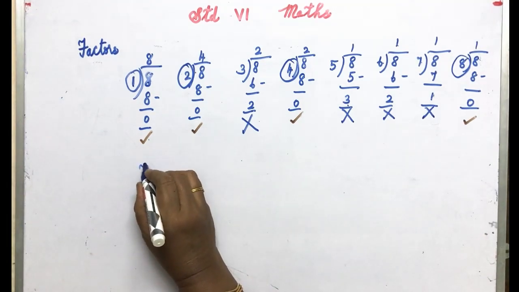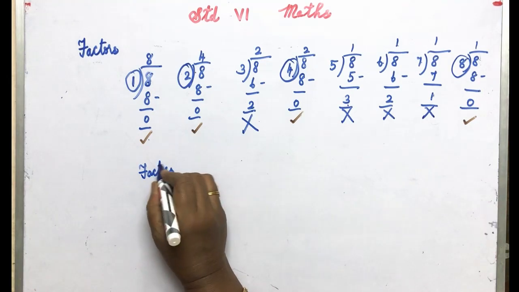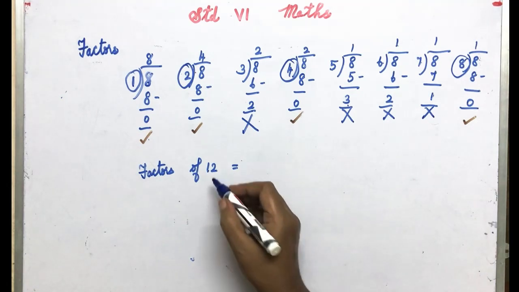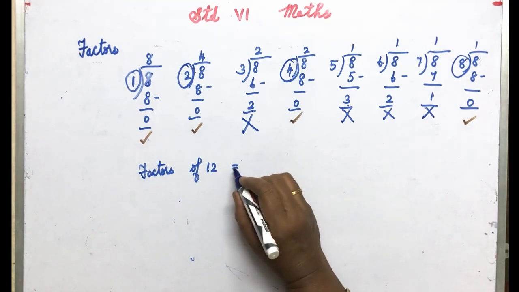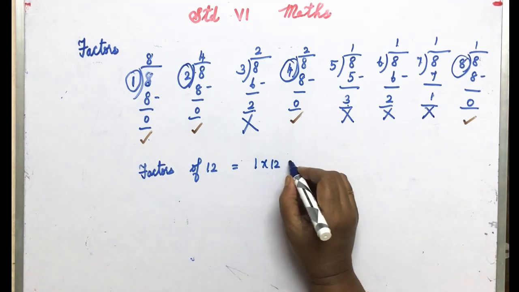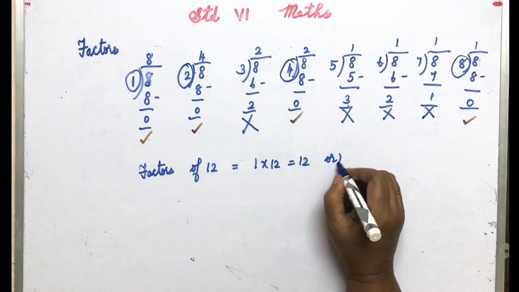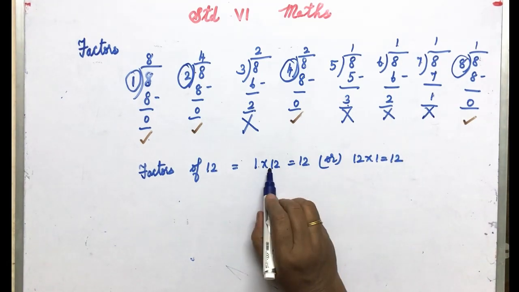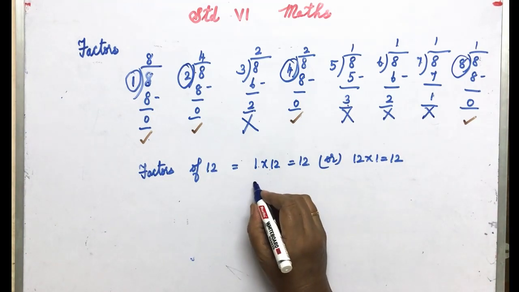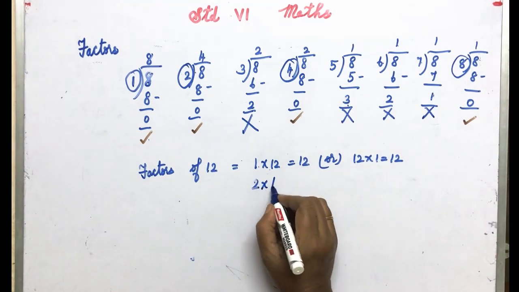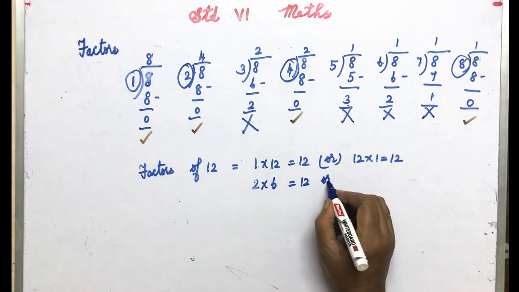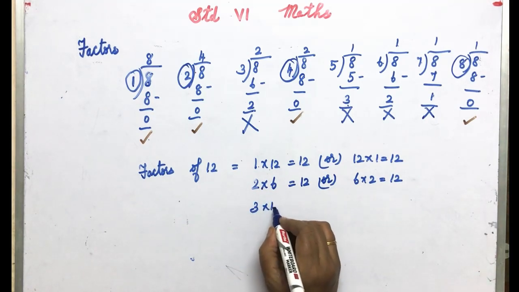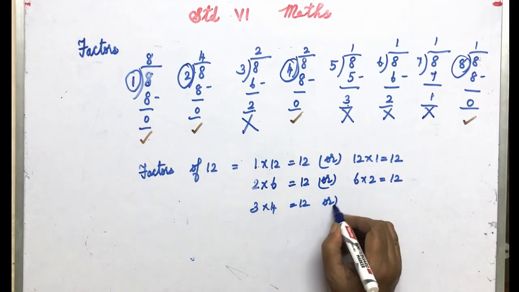Now let's find out the factors of 12. By saying the tables, we can find out the answer. So in which table we get 12? 1 12 is 12, or we can write 12 ones are 12. Because the numbers are same, either this we should write or this we should write. Next, in 2 table we get 2 6s are 12, or we can write 6 2s are 12. Next one is 3 4s are 12, or 4 3s are 12.